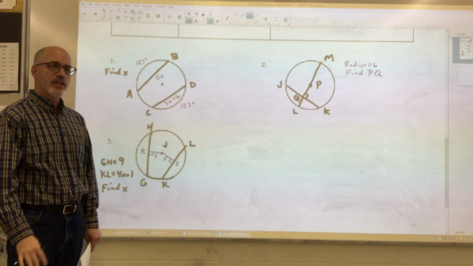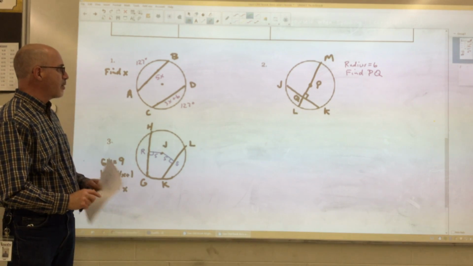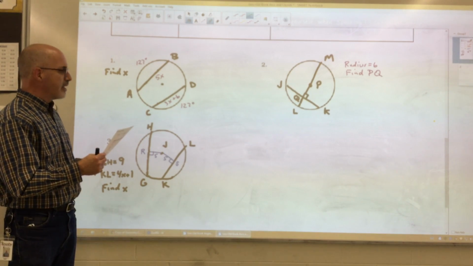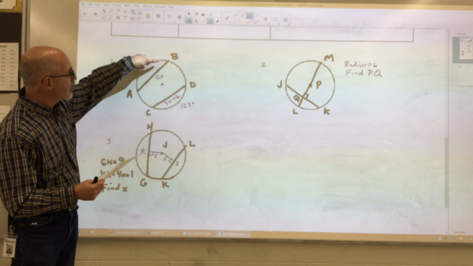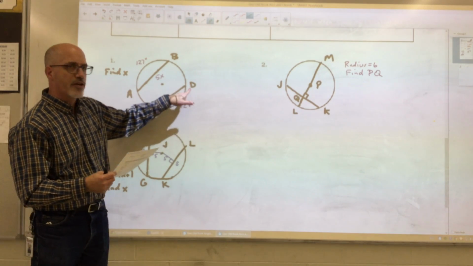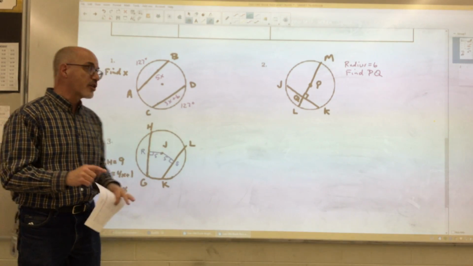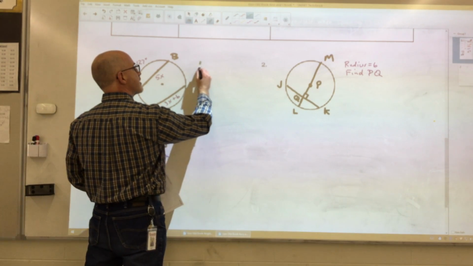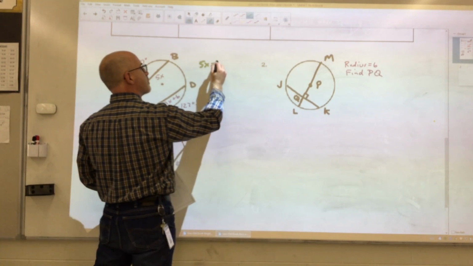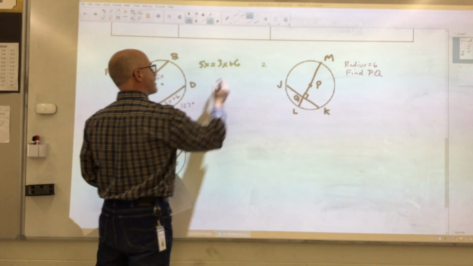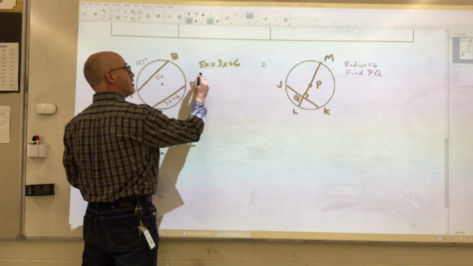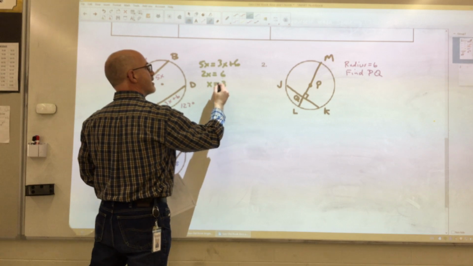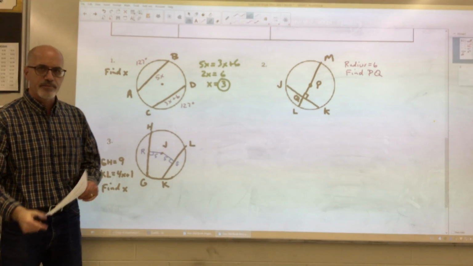Now that hopefully you paused the video and were able to write that information down, let's go ahead and solve these. For this first one, we've got this arc being 127 degrees and this arc 127 degrees. If the arcs are congruent, then these two chords are congruent. So I'm going to set 5x equal to 3x plus 6. Solve by subtracting 3x from both sides. You get 2x equal to 6. x is equal to 3. And we're asked to find x in this problem.